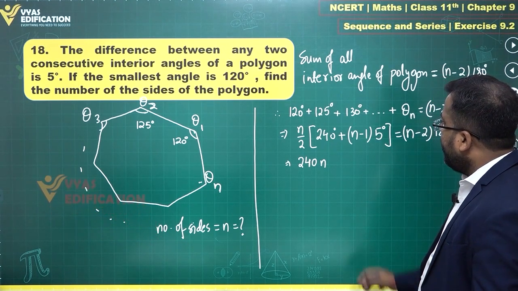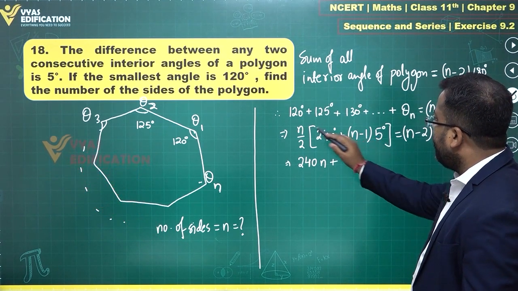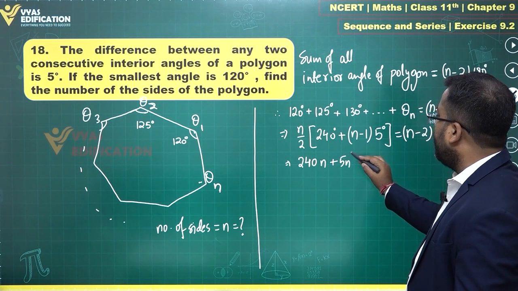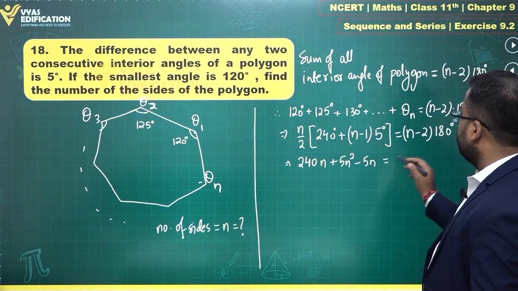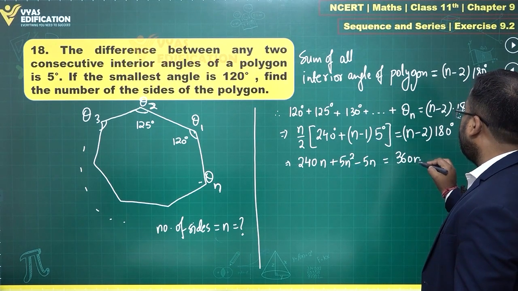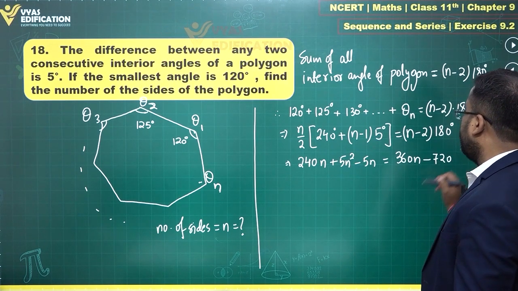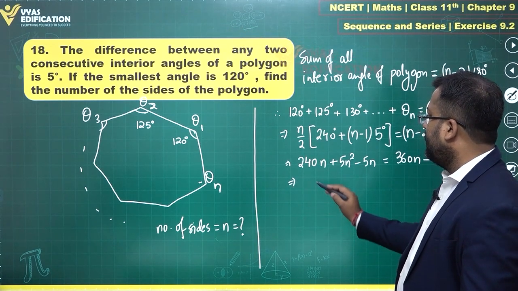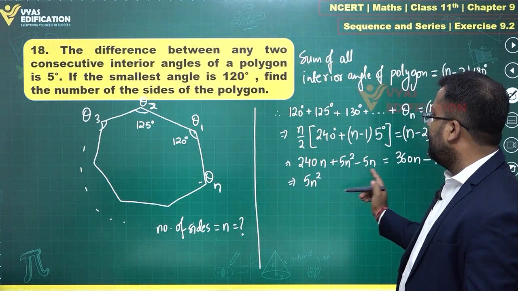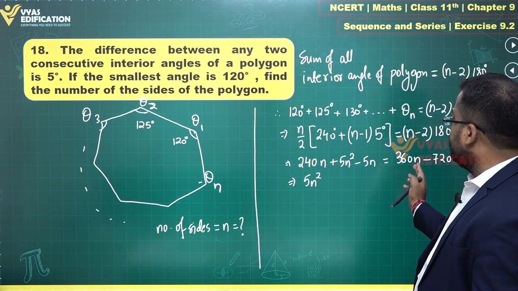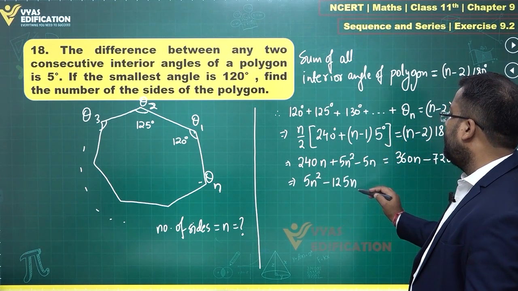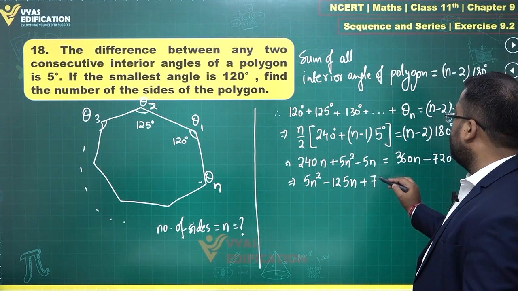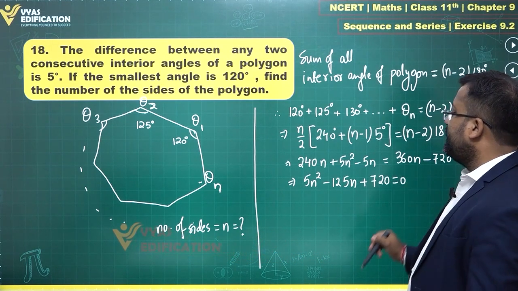Okay, 240n plus 5n times n minus 1, which is 5n square minus 5n, is equal to 180 times 2 is 360n minus 720. This is what you will get. Okay, let's write it as 5n square. 240 and 360 will be minus 120, minus 5 is minus 125n, and plus 720. This is the equation that we are getting.